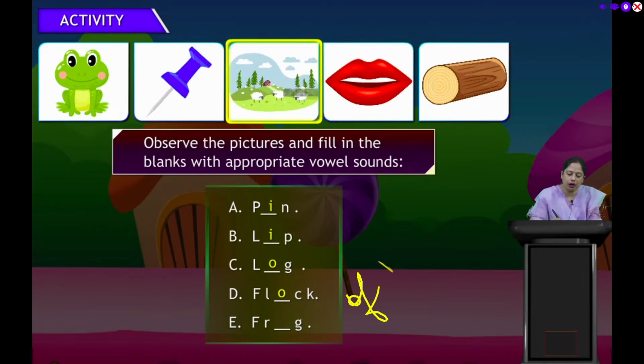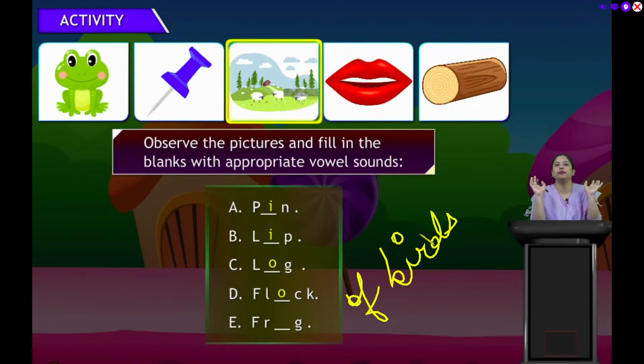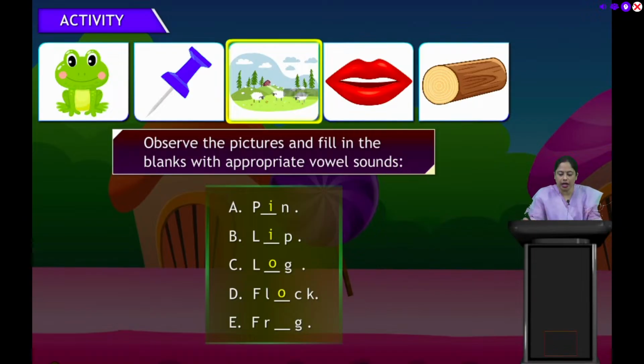A flock of birds. Have you ever heard the phrase flock of birds? Means a group of birds flying together in the sky. Now that's called a flock of birds. It's a collective noun. Just like we say a pride of lions, we say a flock of birds. Okay, that's a collective noun. A group of birds collectively flying together in a group, they are called flock of birds. So it is flock. What is the last one? F-R-O-G, frog.